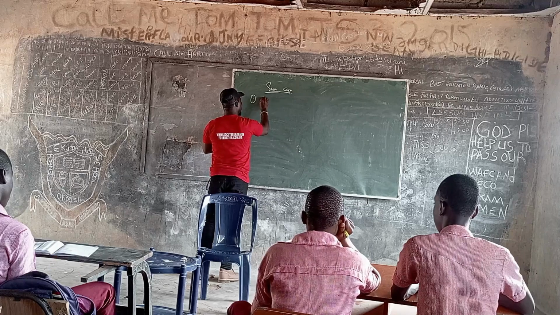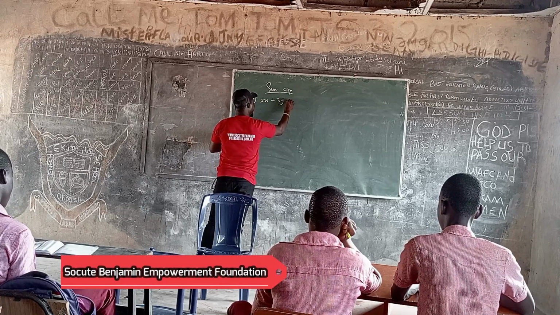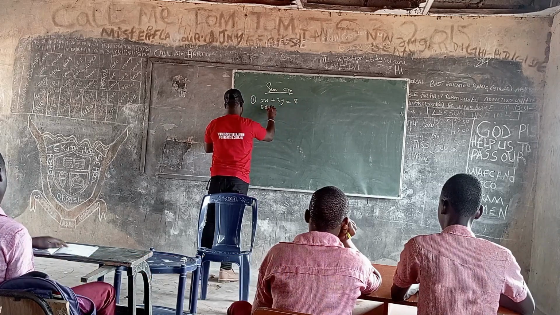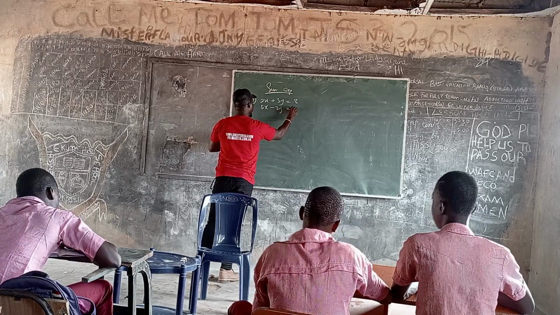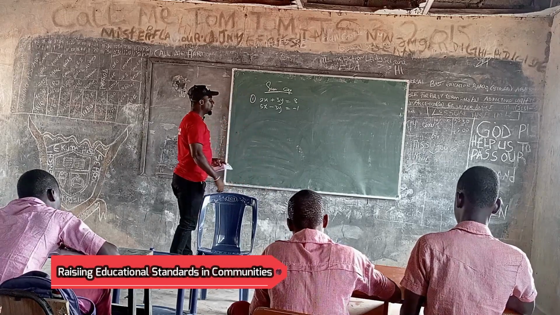Solve this over here. 2x plus 3y equals 8, then 5x minus 3y equals minus 1.